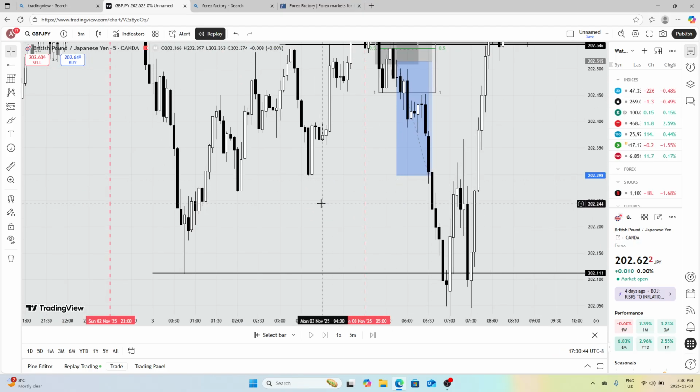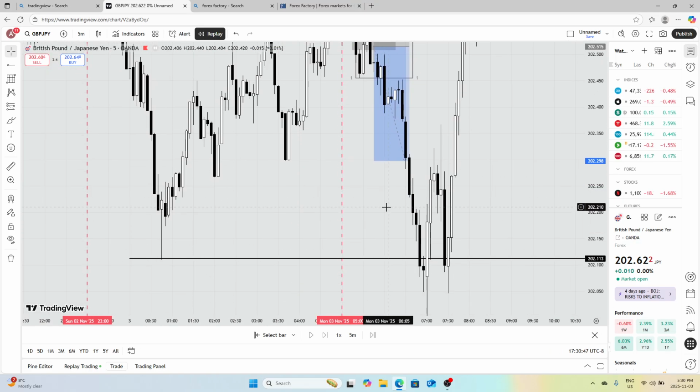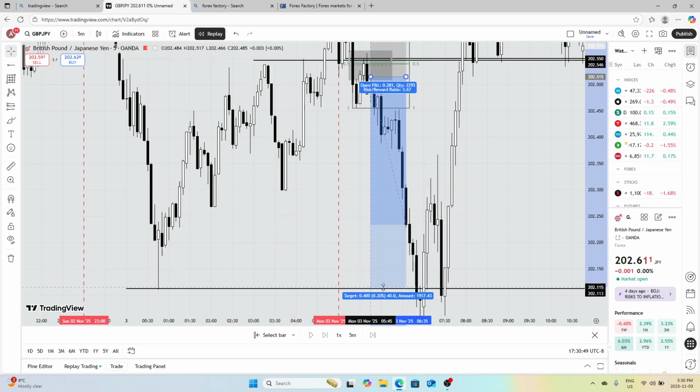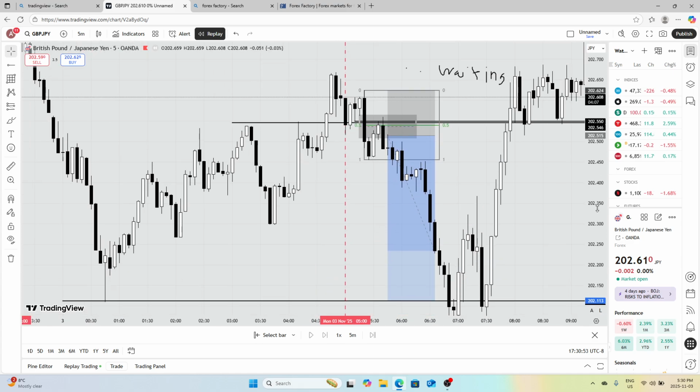Very strong draw on liquidity right here. So as your second take profit. Sorry, lost my train of thought. Boom. As you can see, price smashed.